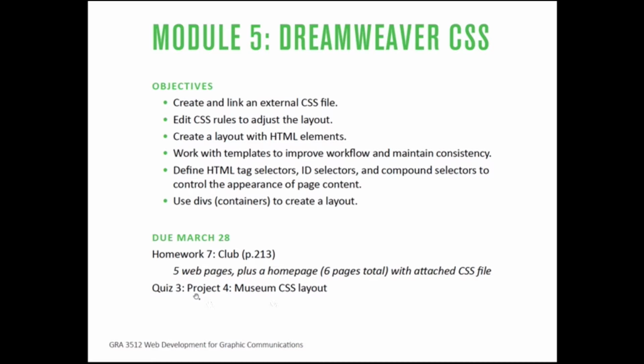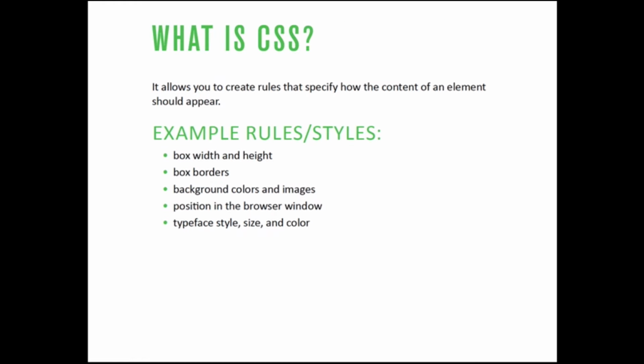And I'm going to go over some more of the terminology for that. So what is CSS? It allows you to create rules that specify how the content of the element should appear, and that can be for the box width, or when I'm talking about box, I mean the container or div that you're using for your layout. That can include the width and the height of the box, the borders, any background colors and images, the position in the browser, which can be floated to the left or right, or it could be an absolute or fixed position, and of course all your type styles.